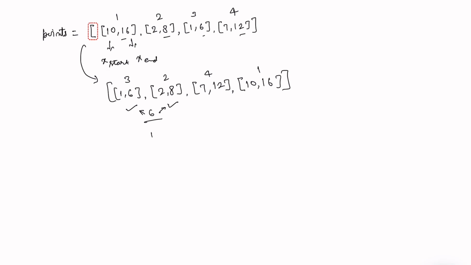And here if we take 12, so 12 can shoot the fourth balloon and 12 can also shoot the first balloon, because 12 is greater than 10. So in that case, after shooting the fourth balloon, it can shoot the first balloon also.